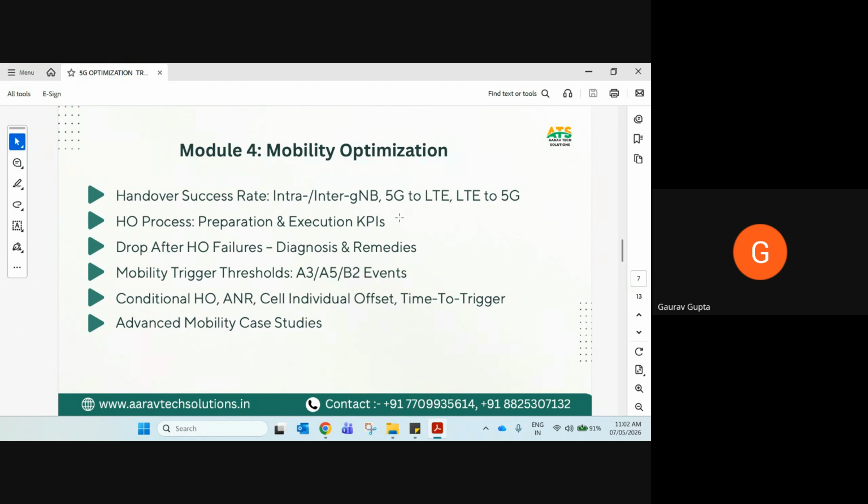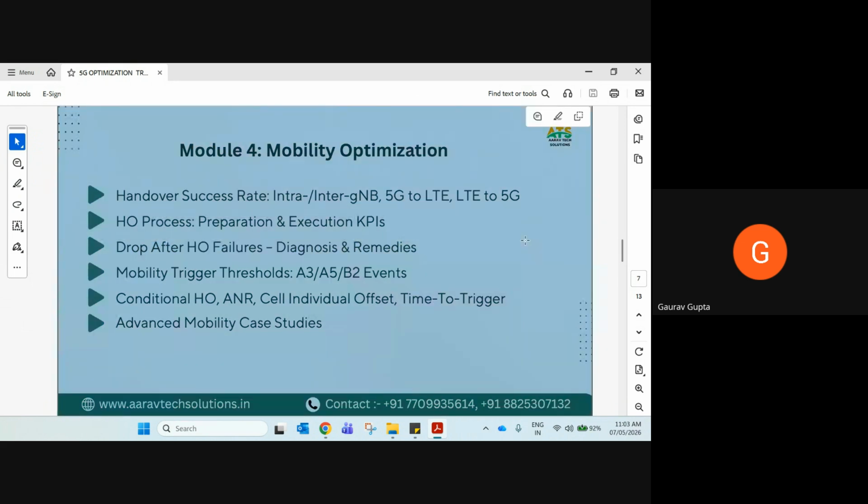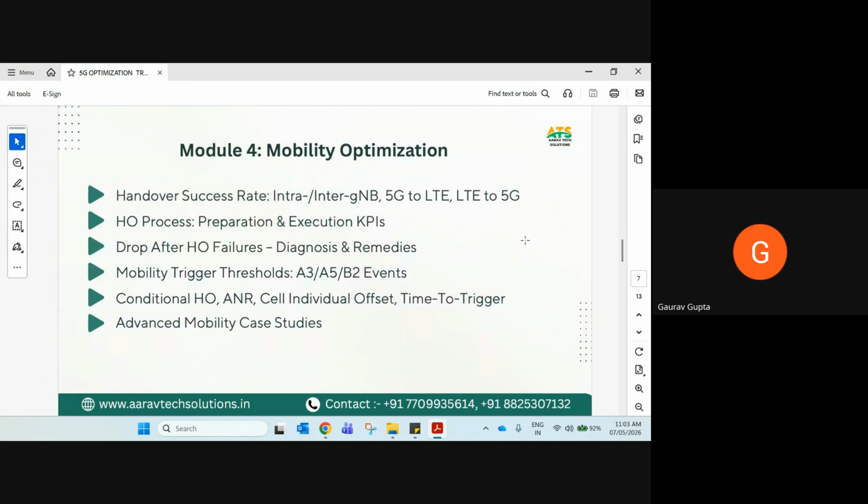And as I told you, retainability, drop, and mobility are closely related to each other. That's why we purposely added this topic, drop after handover failures. How your abnormal failures contribute towards your mobility degradation as well. Their diagnosis and remedy we will include.